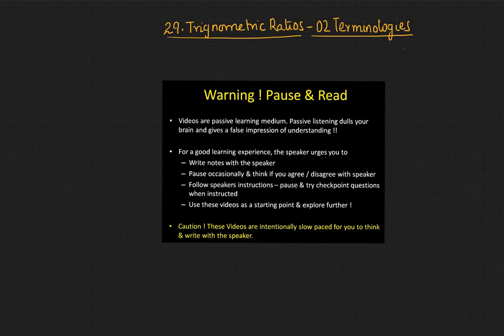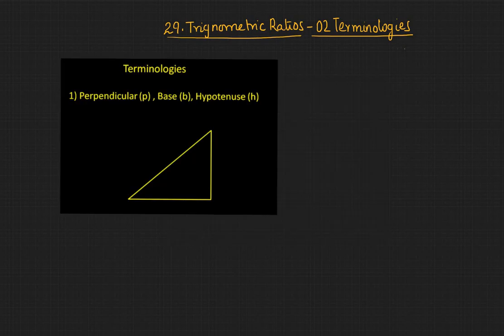So let's start with this session. Let's start with terminologies. There are three terminologies in a right angle triangle. The first one is perpendicular, base, and then we have the hypotenuse. And what's important is from where you are seeing the triangle.